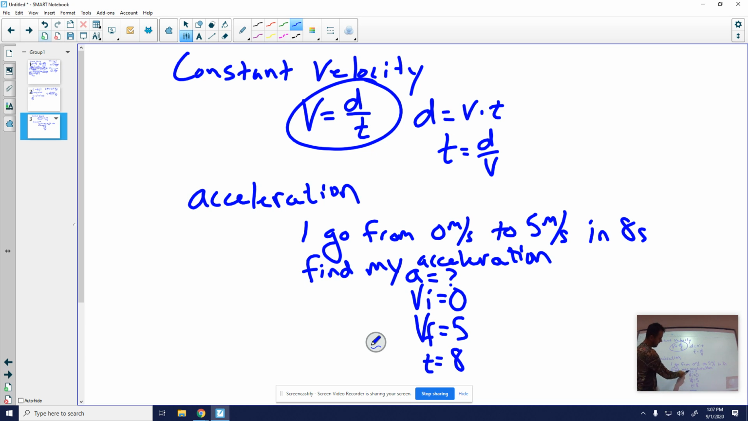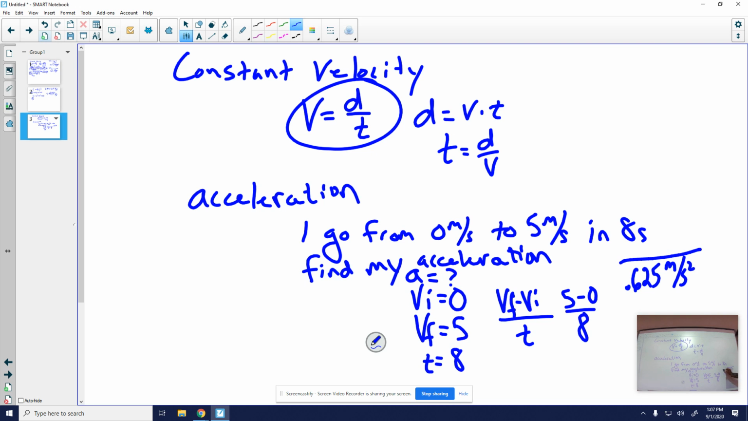So I start looking at this. A, VI, VF, T. There is no mention of D anywhere. No one wants D. Nobody told me a distance or a displacement. Nobody cares. So I'm going to write the equation V final minus V initial over time. Number 1 is the equation I want. So 5 minus 0 over 8, which is 5/8. 5/8 is something like 0.625. And then it's meters per second squared because it's an acceleration.